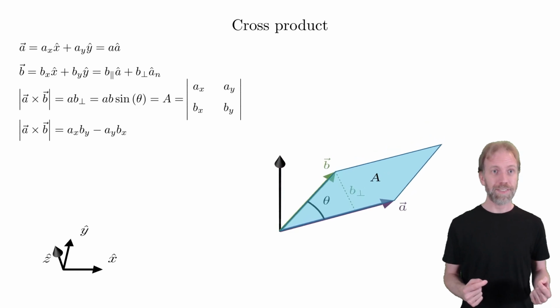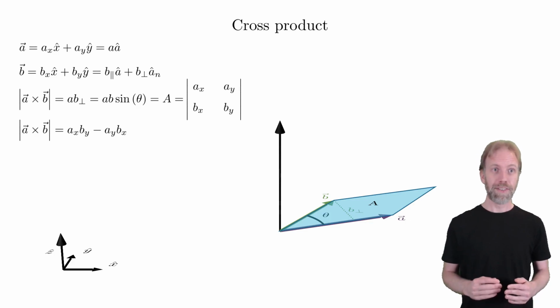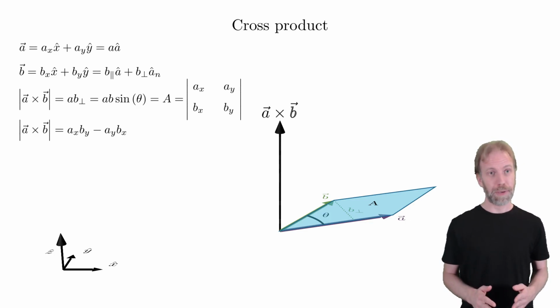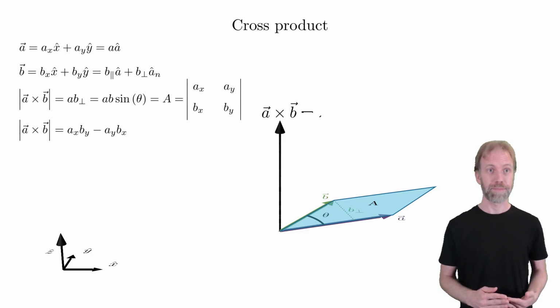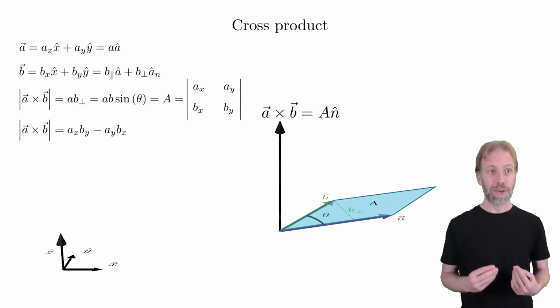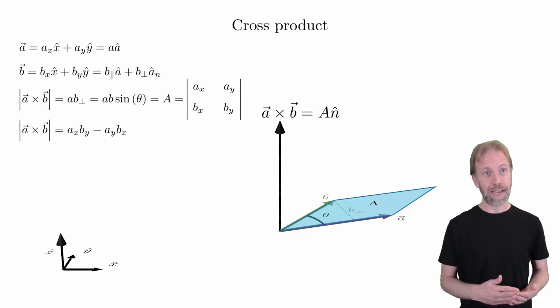As the surface in the figure is in the xy plane, its normal direction will be in the z direction. The vector we see in the figure is the cross product of A and B. Its length is the area A, and its direction is the normal vector of the surface. Note that the cross product of A and B will be orthogonal to both A and B.